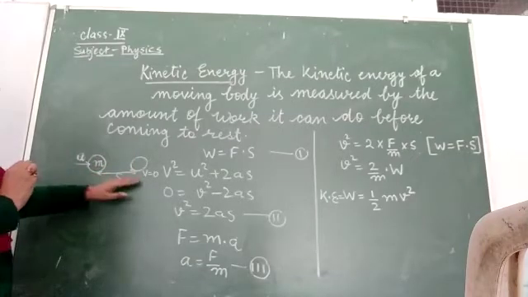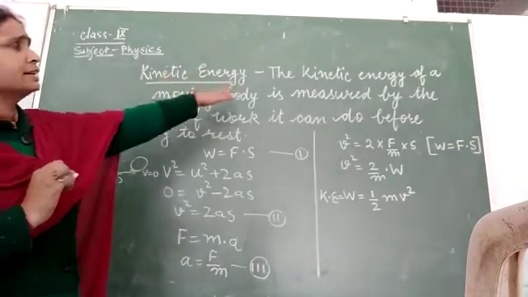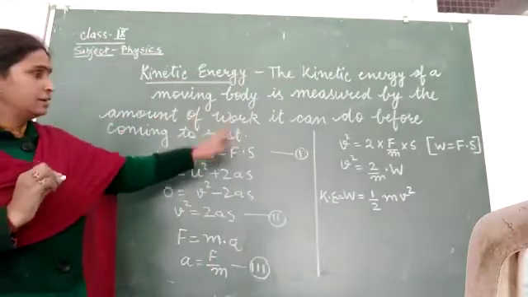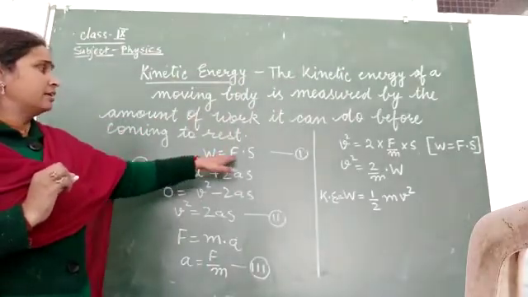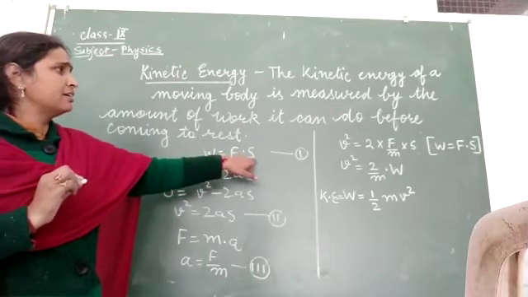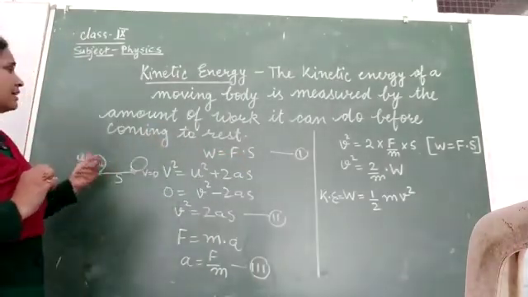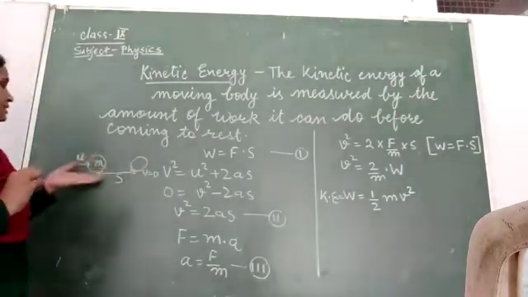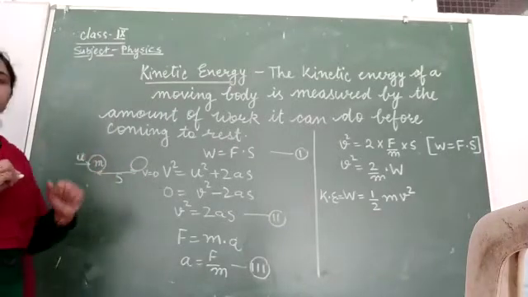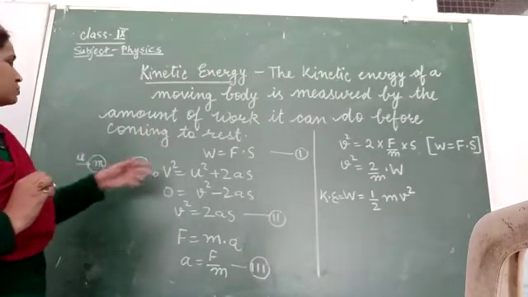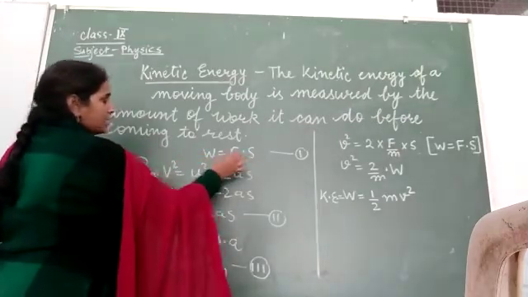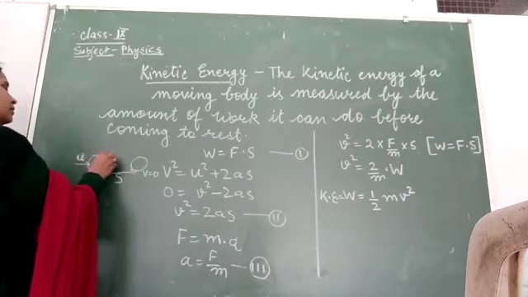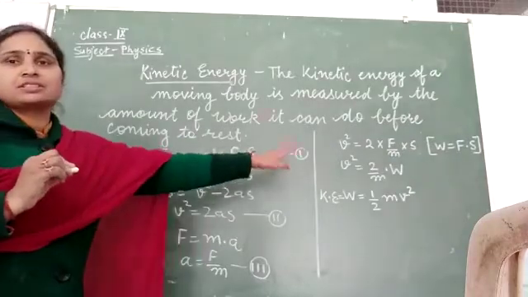Now, what is kinetic energy? The kinetic energy of a moving body is measured by the amount of work. How much work? Work is equal to the product of force and the displacement of the body. How much work is done by the body before it reaches the rest position will be considered as the kinetic energy of the body. So we can say W is equal to F into S, the force applied on the body times the displacement covered by the body. So W is equal to Fs, this is our first equation.